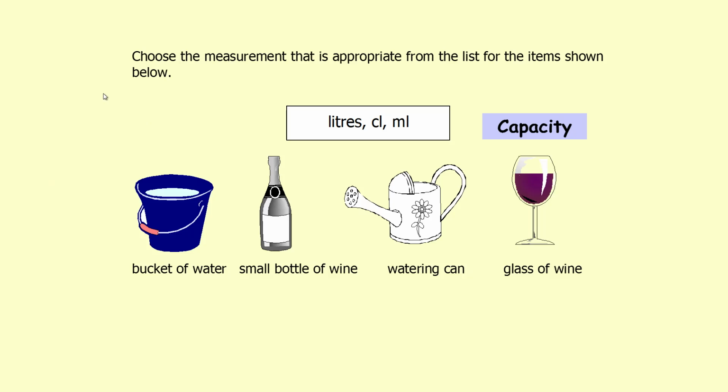Question number 5, we're measuring capacity this time. So we're measuring how much these containers can hold. So question 5A, we got a bucket. B, we got a bottle. C, we've got a watering can. And for D, we've got a glass of wine. Okay, so hit pause, have a go. When you're ready, hit play again. We'll go through them together.